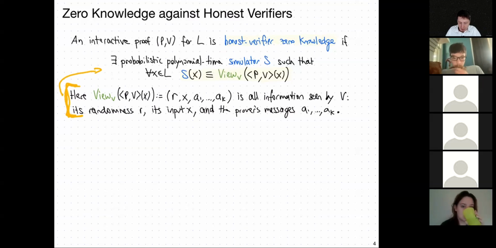Philip has a question about computational distinguishability. No, right now I'm asking about literally the same random variable. Again, I'll come back to this in a moment. I'm asking right now, are we all happy with what a view means?